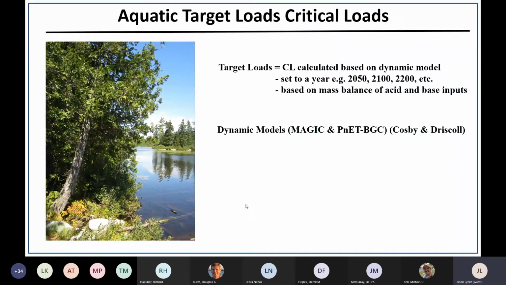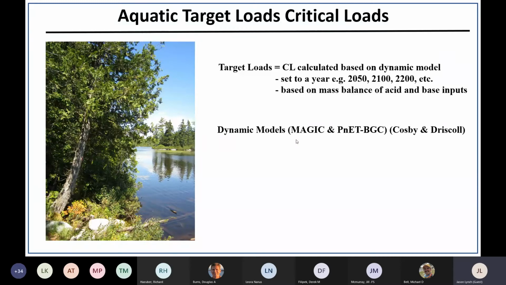All right, so I've just talked briefly about the steady state models that are important to critical loads. There's also target loads. A target load is still a mass balance approach, but it has a time horizon set, like an ANC of 20 and a target year of, say, 2050, by which you want to achieve your ANC limit, or 2021, and so on.